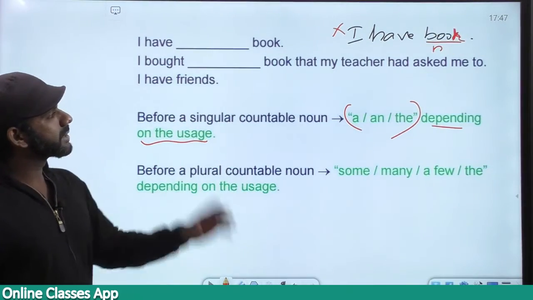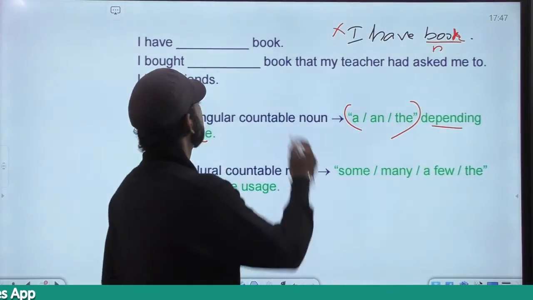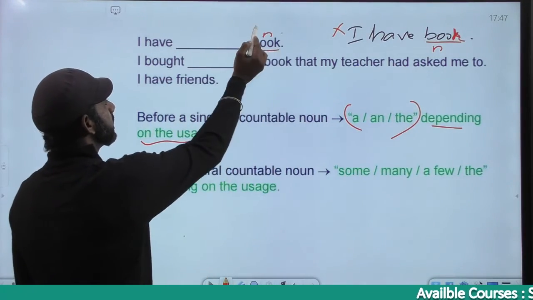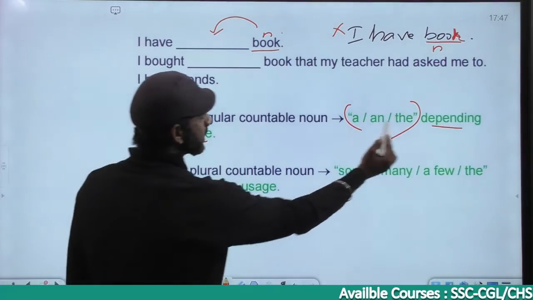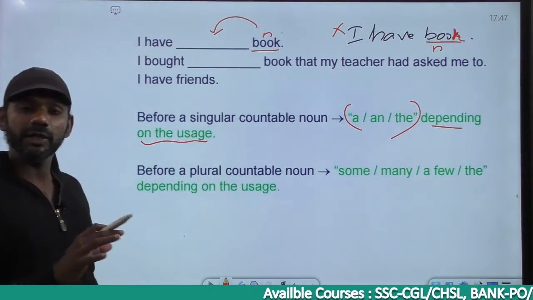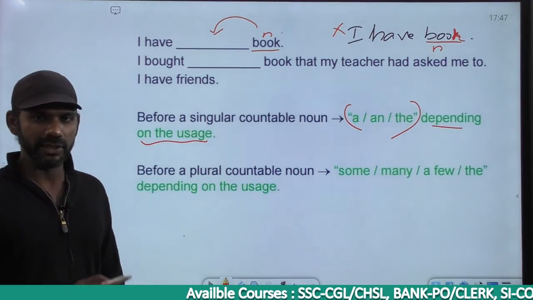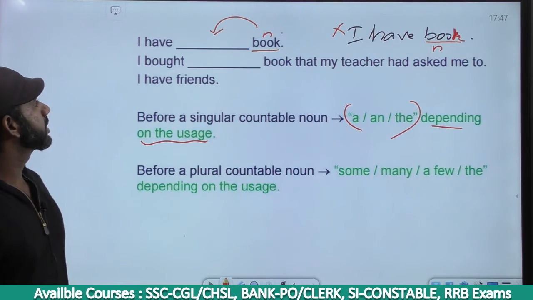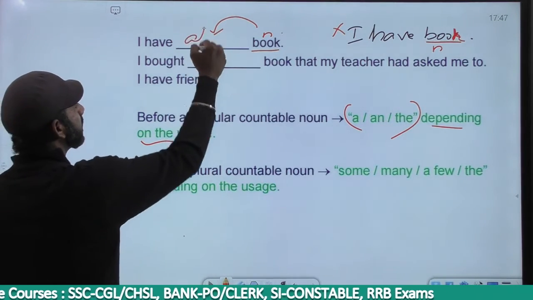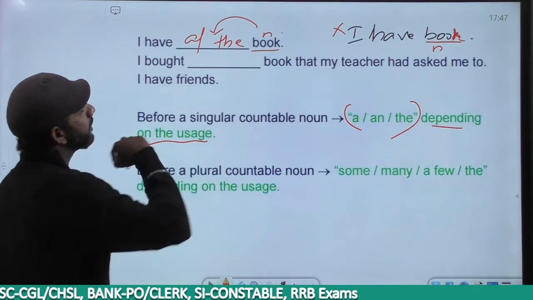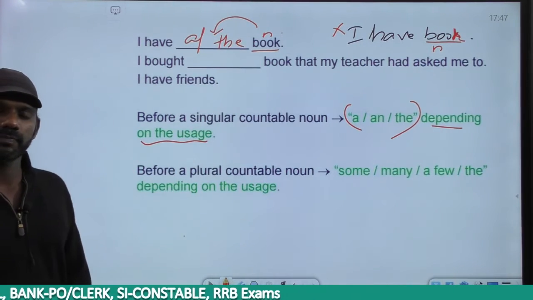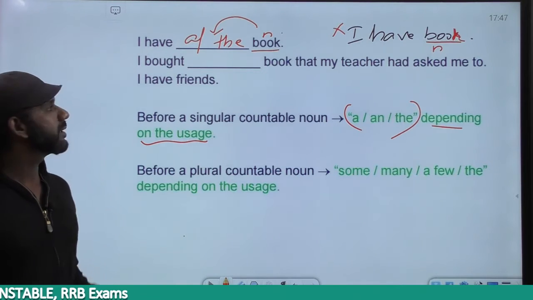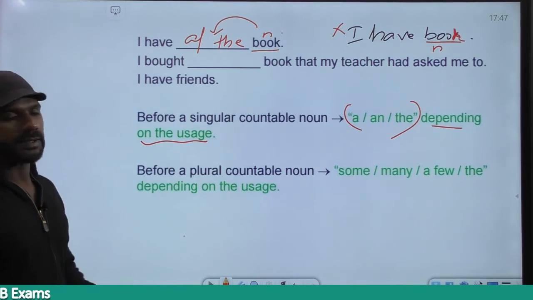Fine. Book is a singular countable noun. So I have dash book. Book is a singular countable noun, so before book, any of these will be there. Anyway, we cannot say an book. Right, that is wrong. Now my question is, should it be I have a book, I have the book, or both are correct? In this case, only one is correct. I'll tell you which one. I'll come back to it. Come to the next statement.